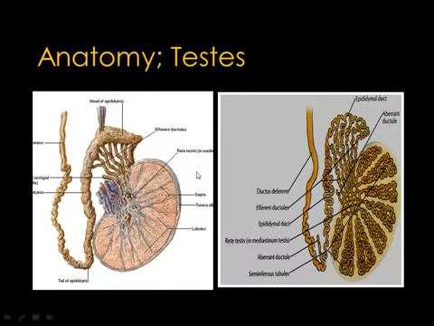The testes are ovoid glands covered by the tunica albuginea, which projects internally to form septa that divide the testes into lobules. The septa converge posteriorly to form the mediastinum testis. The lobules contain seminiferous tubules. The seminiferous tubules converge posteriorly to form a network of channels called the rete testis. The rete testis is located within the fibrous mediastinum testis. 10 to 15 efferent ductules emerge from the rete testis and convey sperm and fluid from the testis to the head of the epididymis.